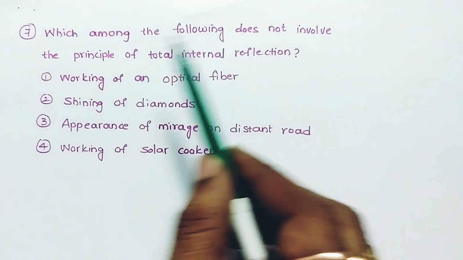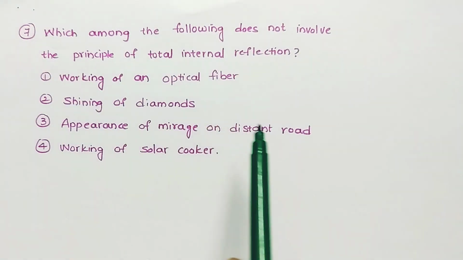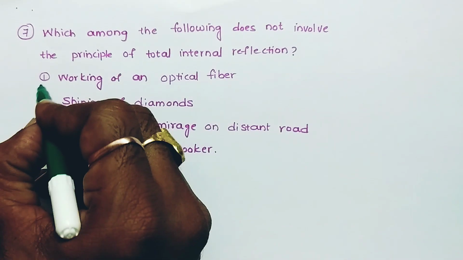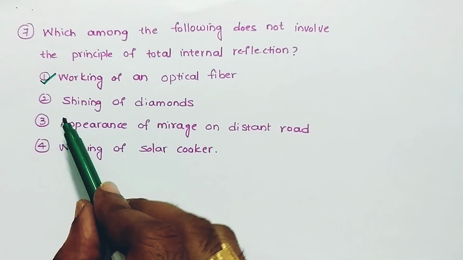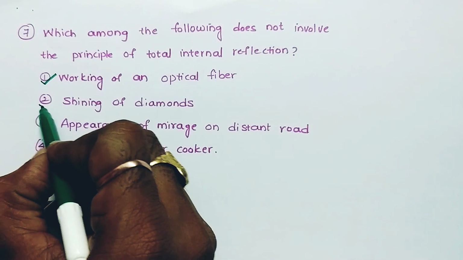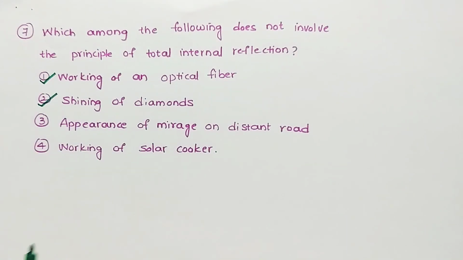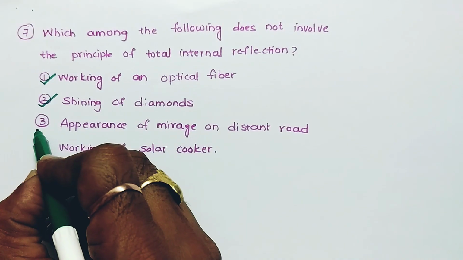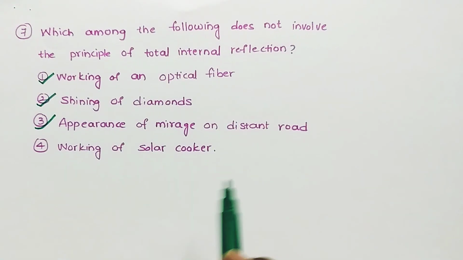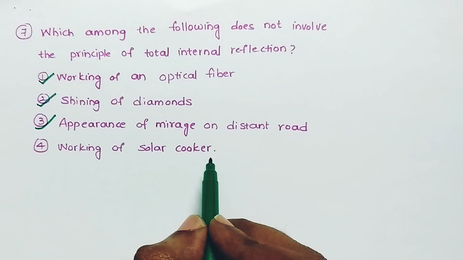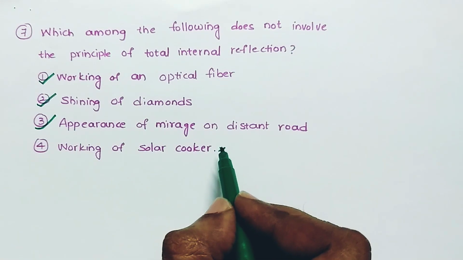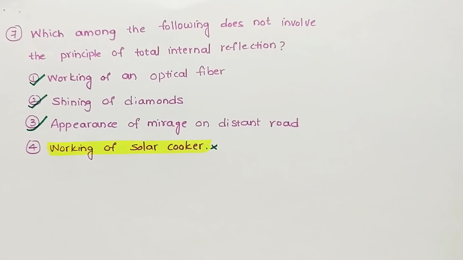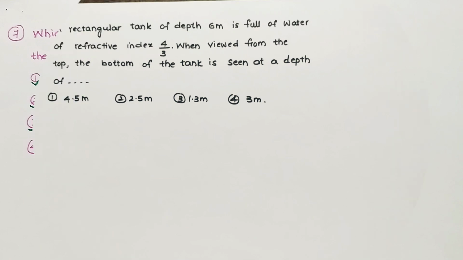Which among the following does not involve the principle of total internal reflection? So working of an optical fiber is an example of total internal reflection. Shining of diamonds is also an example of total internal reflection. Appearance of mirage on a distant road is also an example of total internal reflection. And working of a solar cooker is not an example of total internal reflection. So the answer is working of solar cooker.